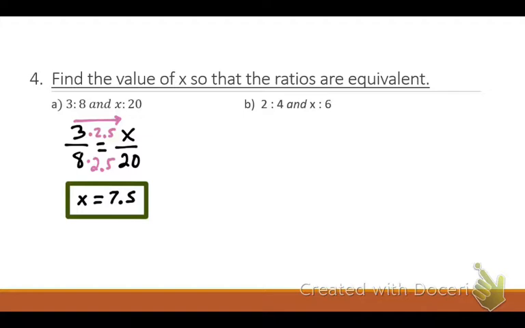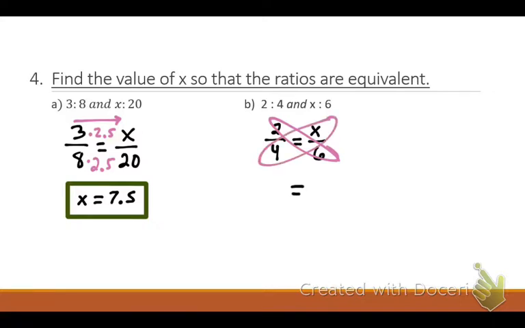All right, I want you guys to do problem B on your own. All right, so 2 to 4 and x to 6 is 2 over 4 equals x over 6. Who would say you did it the mental math way? All right, what's the missing link when you do mental math? 1.5, okay. Who would say that you did it cross products? All right, when you did cross products, what answer did you guys get? 3.